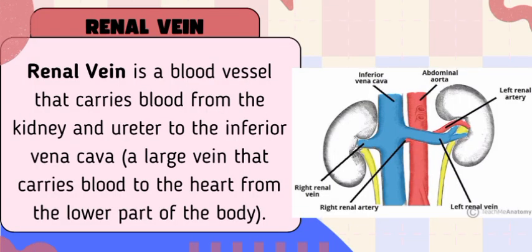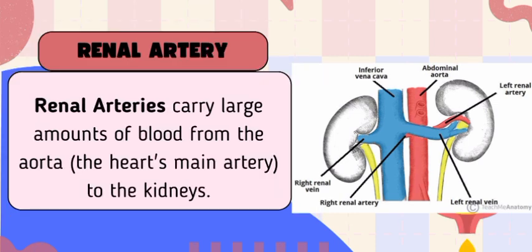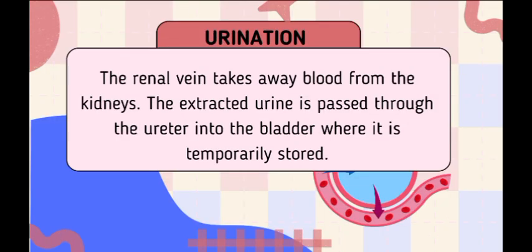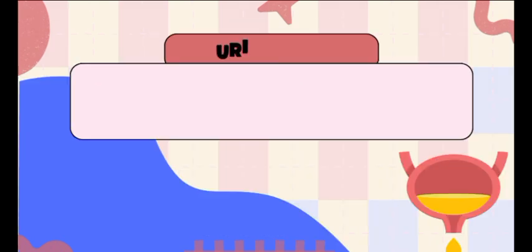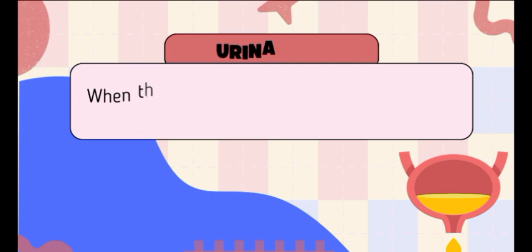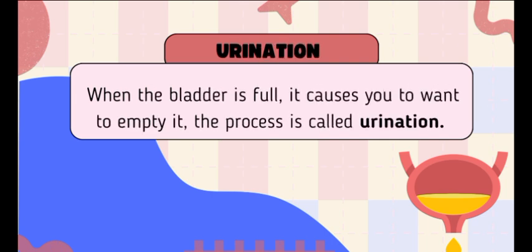The renal vein takes away blood from the kidneys. So arteries are meant to bring blood from all parts of the body into the kidney, while the renal vein is meant to take away blood from the kidney. The extracted urine is passed through the ureter into the bladder, where it is temporarily stored. When the bladder is full, it causes you to want to empty it, and that process is called urination.